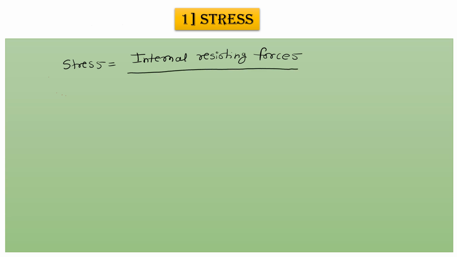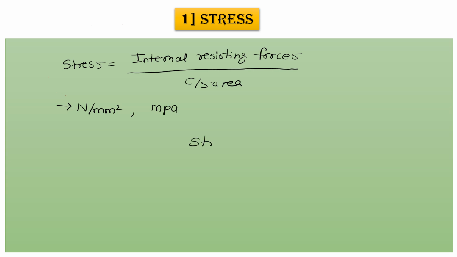In that, first is stress. Stress is nothing but the internal resisting force applied on a body. Internal resisting force is the force that a body offers against some application of force from the other side. It is the inner resisting force for any action. Internal resisting force per unit cross-sectional area is nothing but stress, and the unit for stress is Newton per mm square and megapascal.